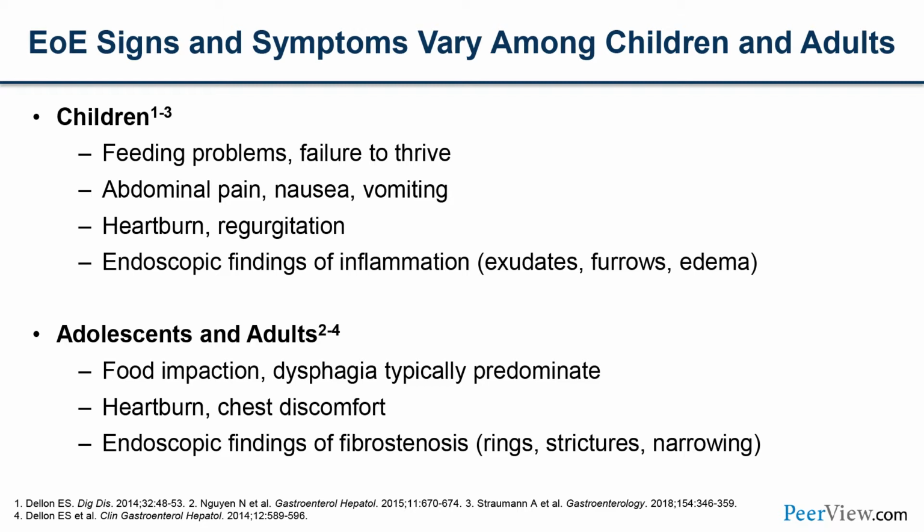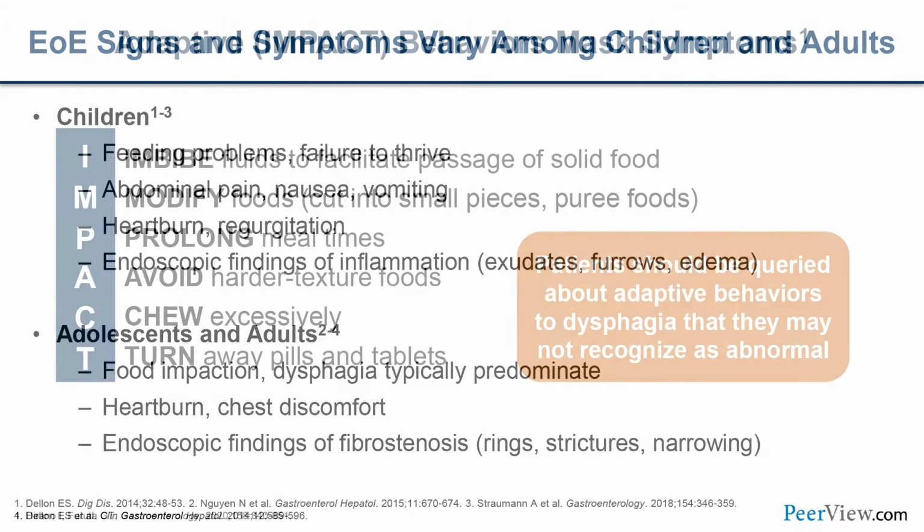In contrast, in adolescents and adults, it's really dysphagia and food impaction that are the hallmark symptoms. Occasionally, you can see heartburn and chest discomfort. And then when you do the endoscopy, you're seeing more signs of fibrostenosis, with rings and strictures and narrowing. These are important things to distinguish when you're assessing patients of different ages.